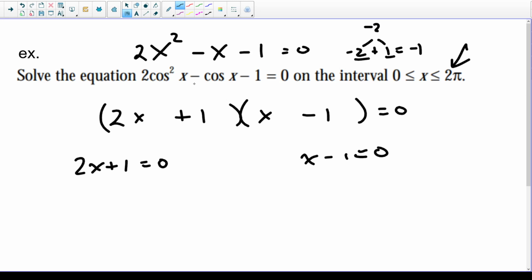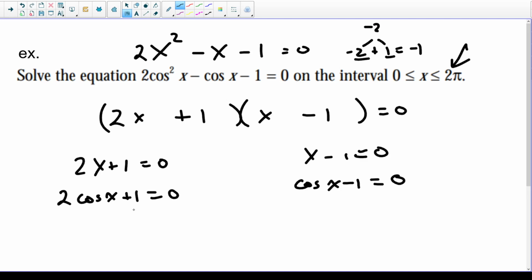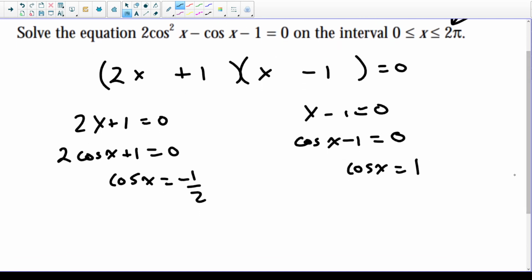But we're not done, because we have to now resubstitute. These are capital X's, sorry. We have to resubstitute that X is equal to cosine x, little x. So we'd have 2 times cosine little x plus 1 equals 0, and cosine, excuse me, little x minus 1 equals 0. And then we'd have to isolate in both cases. So you would end up with cosine x equals negative 1/2, and cosine x equals 1 as your 2 possibilities.